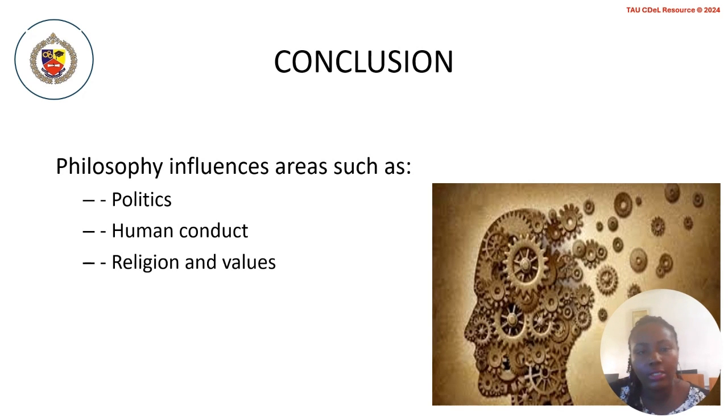In conclusion, in this class, we see philosophy influencing areas such as politics, human conduct, and, of course, religion and values. So philosophy goes around other areas, as has been listed: politics, human conduct, and religion and values.